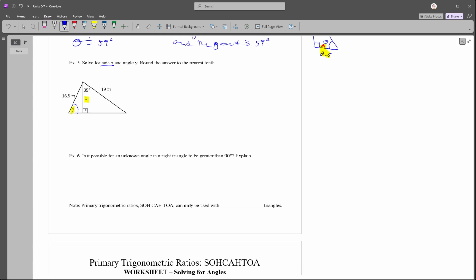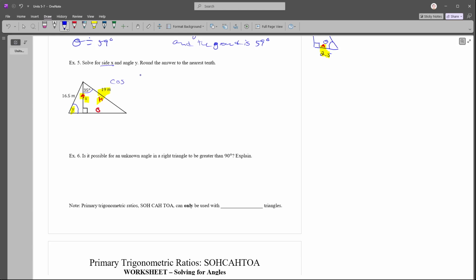So which ones do we have? What do we got here? Do we know anything? Well, we know that the angle up top here is 35 degrees. So if I treat that as my reference angle and I label my triangle, that makes this opposite, it makes this adjacent, and it makes the 19 the hypotenuse. So that means we are looking for adjacent and we have hypotenuse. So AH, SOHCAHTOA. Oh, it's cosine.